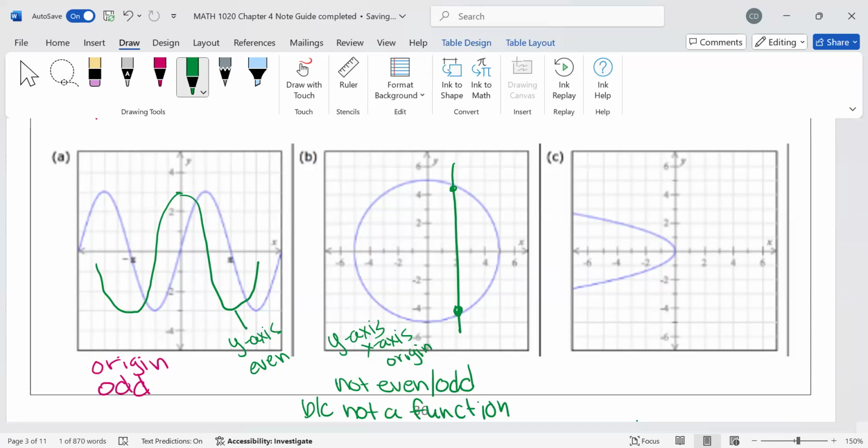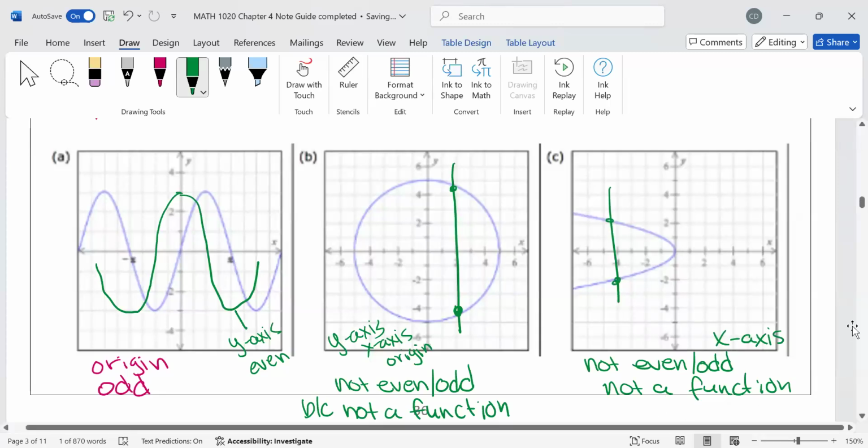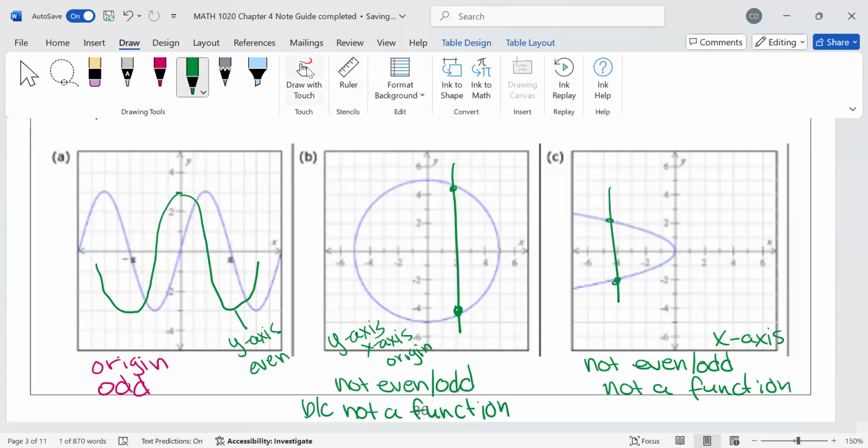This one has symmetry about the x-axis, but it's not even or odd because it is not a function. Again, it would fail the vertical line test. And that is it for section 4.1.